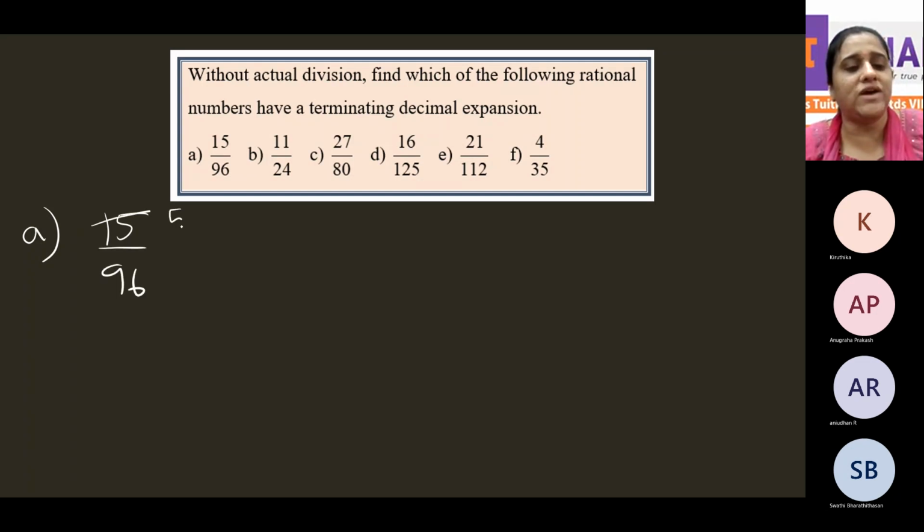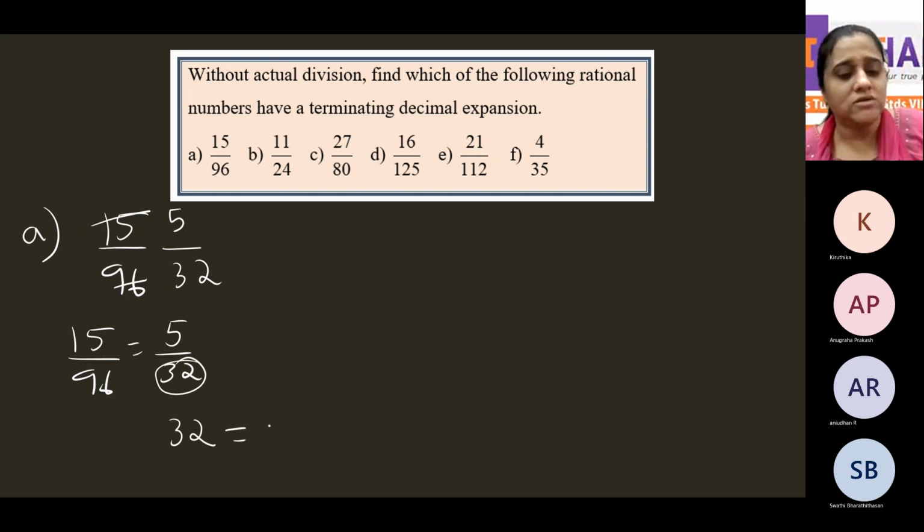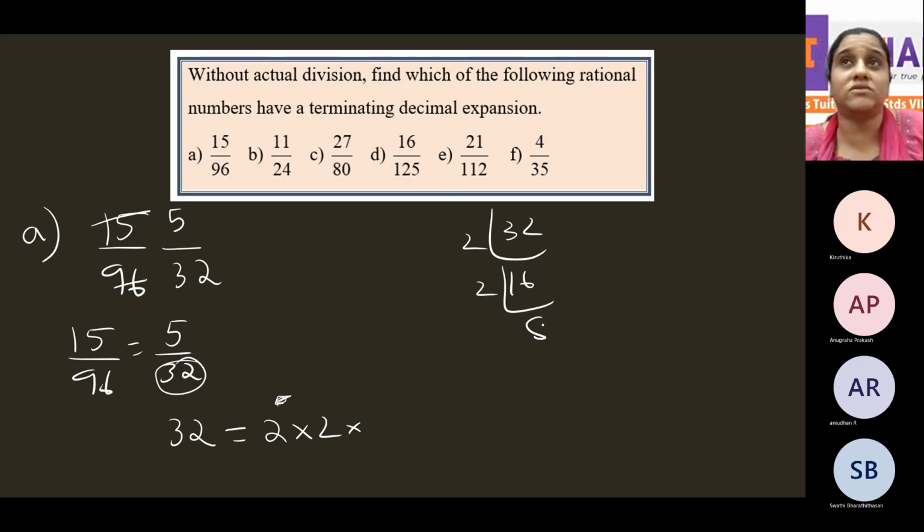So simplify, 3 5s are 3, 32 times, correct? Okay, so the simplest form of 15 by 96 is 5 by 32. So after putting the rational number in the simplest form, look at the denominator, 32. Express that as a product of primes. So 2 to the power 5, or you can write 2 into 2 into 2 into 2 into 2. You all know this method, right?